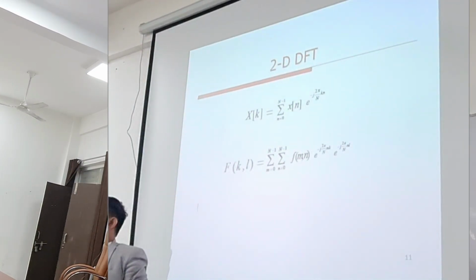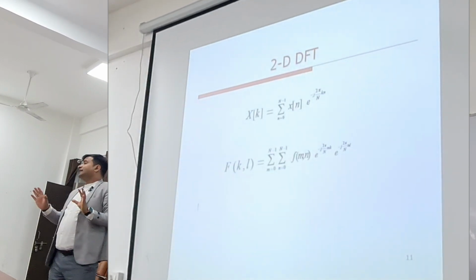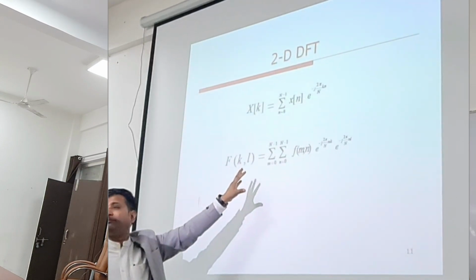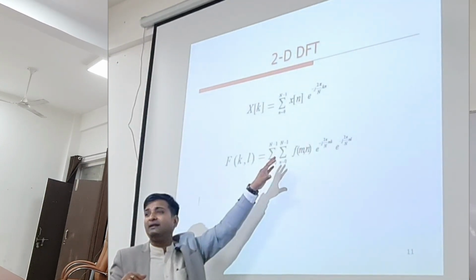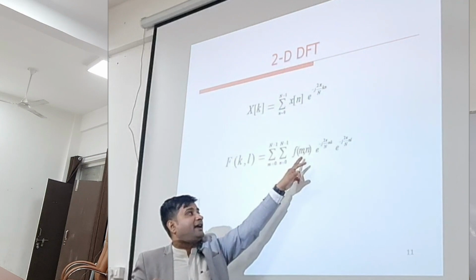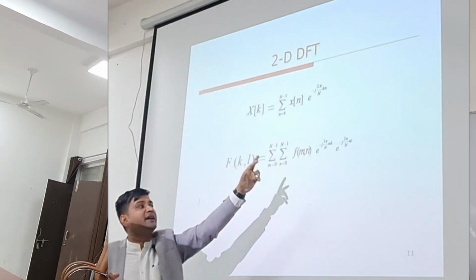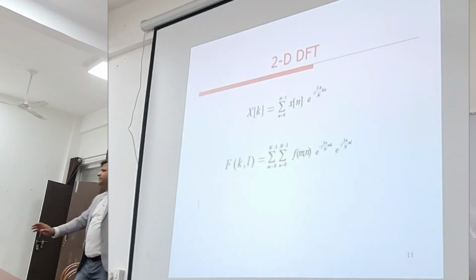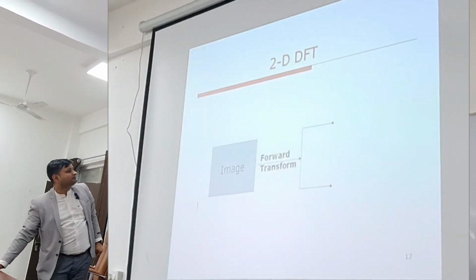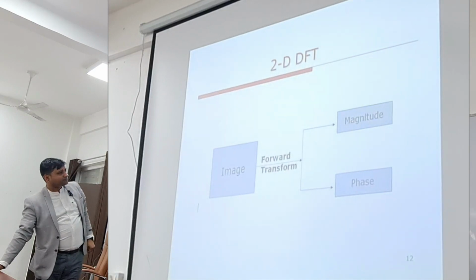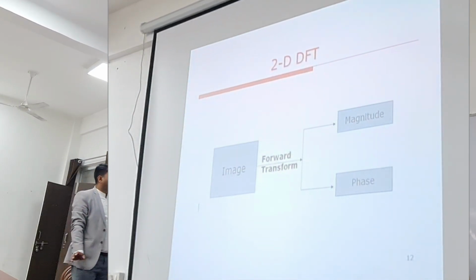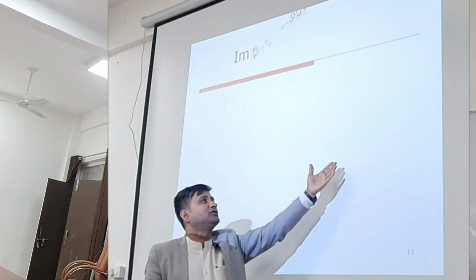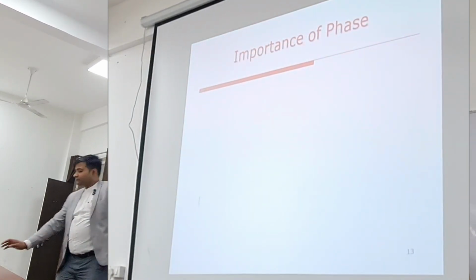Here this is a square matrix. The M and N are similar. You have taken a 250 cross 250 image, that is why the dimensions are the same. Then f(m,n) e to the power j 2 pi mk e to the power j 2 pi nl. This is the basic representation of the Fourier transform. After taking the Fourier transform of the image, you find the magnitude response and the phase response.